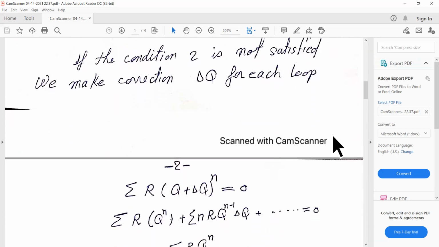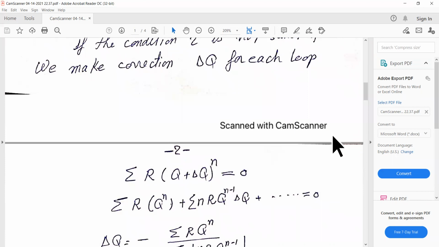Now, if we make the correction, then sigma R for each loop multiplied by Q plus delta Q to the power N equals 0. You can expand this into the summation of R Q to the power N with sign, and then the summation of N R Q to the power N minus 1 times delta Q. The next term will be N multiplied by N minus 1 divided by factorial 2, times R Q to the power N minus 2 times delta Q squared, and so on. But we only take 2 terms for this expansion.